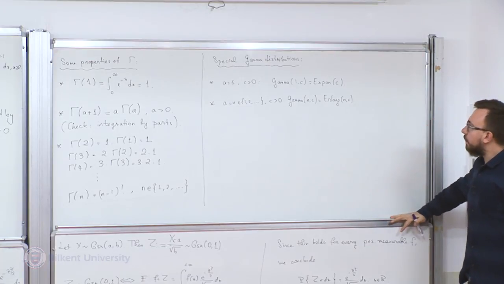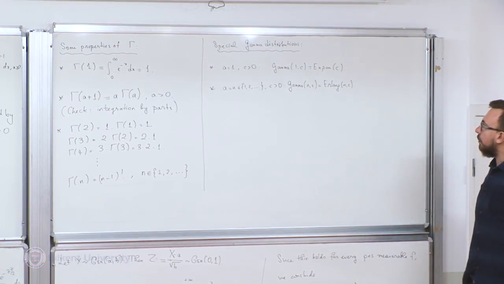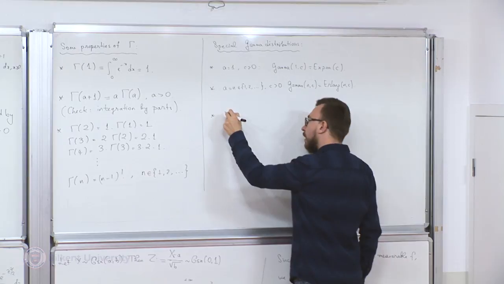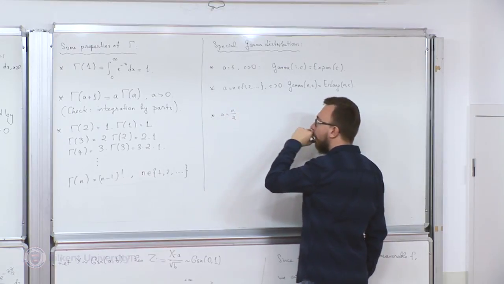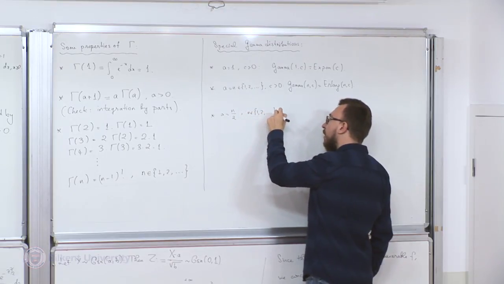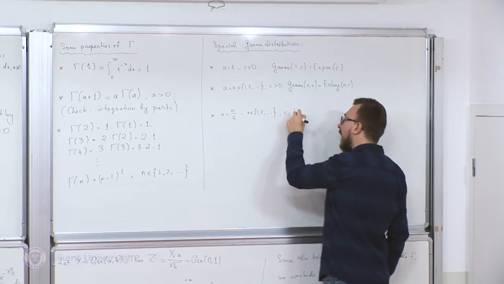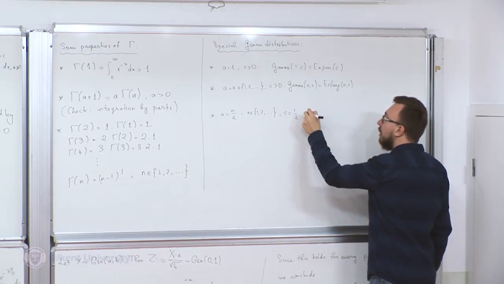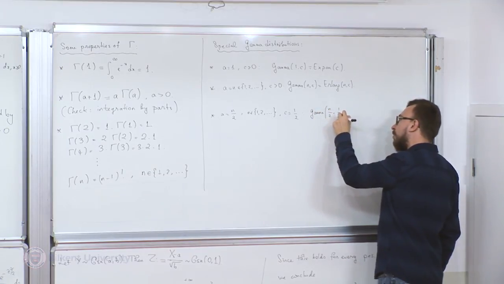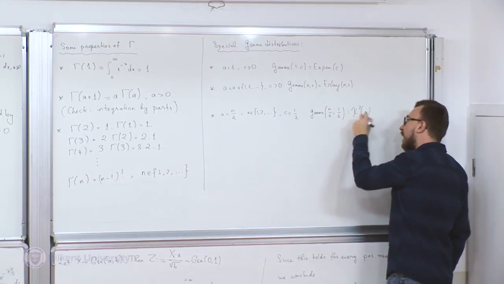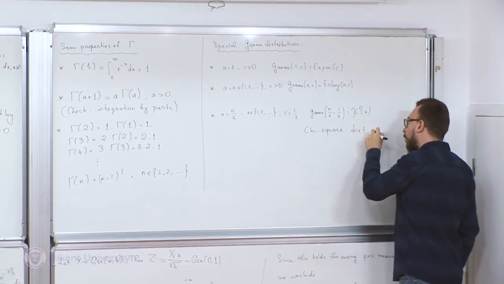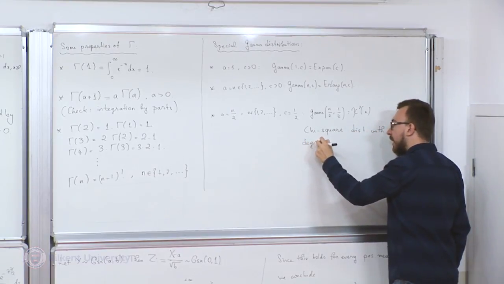Okay. And when A equals n over 2 for some integer n, and C is 1/2, so this gamma n over 2, 1 over 2, is called the chi-squared distribution. Chi-squared distribution with degrees of freedom n.